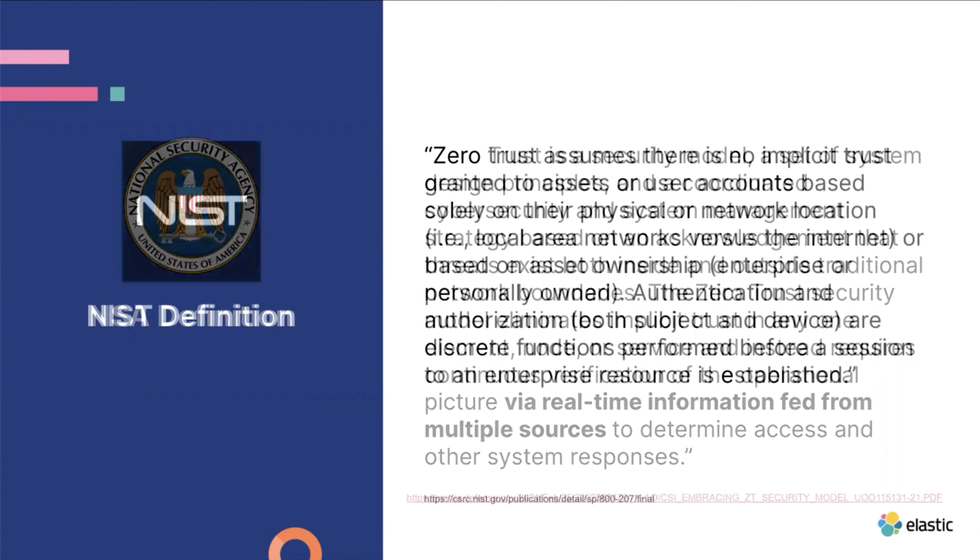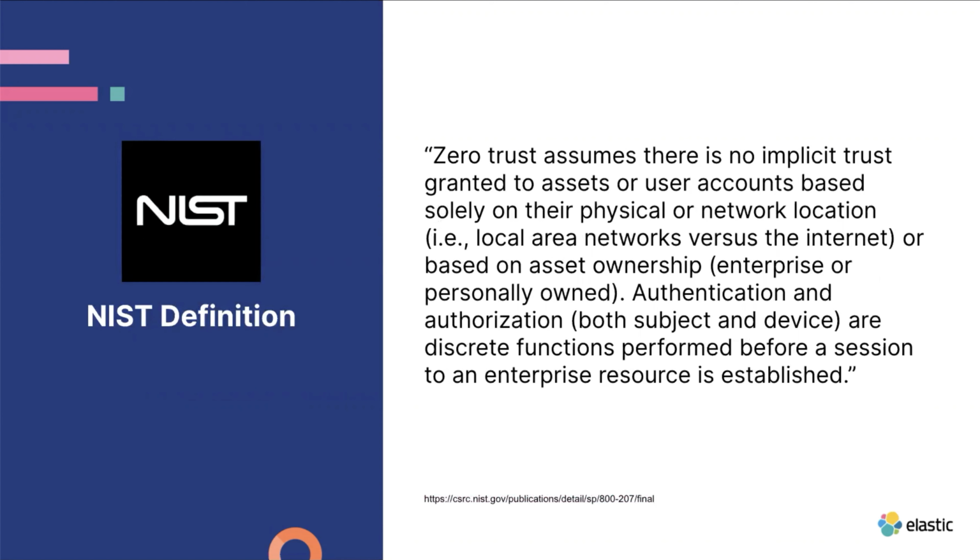Let's look at how NIST describes it, which is closer to, or maybe in between, Google and the NSA. They say that zero trust assumes there's no implicit trust granted to assets or user accounts based solely on their physical or network location, or based on ownership. So really in line with Google and the NSA, and authentication and authorization both for subject and device. They keep referencing the device, or discrete functions performed before the session is established. And that is a little different from the way the NSA sees it, and it has architectural knock-on effects, and we'll see that in just a second when we start peeling back the covers.